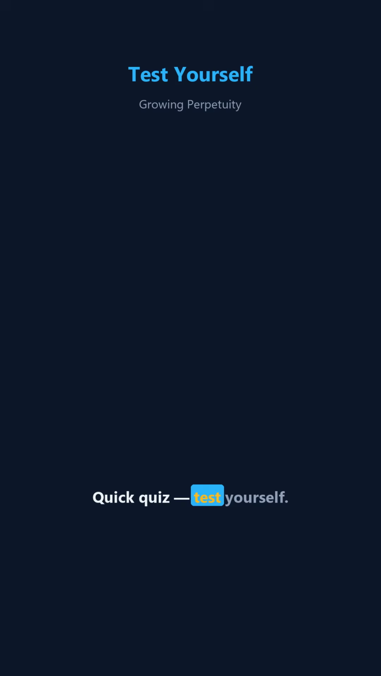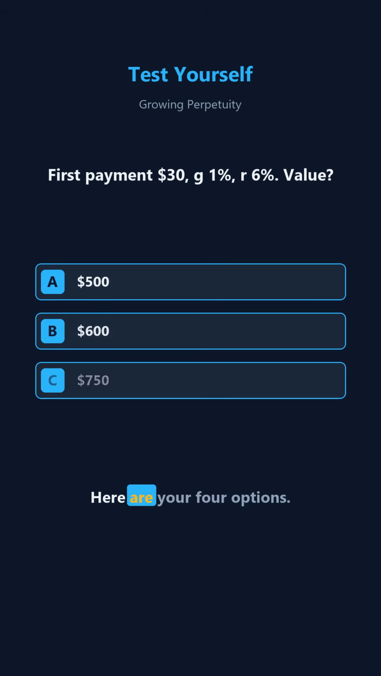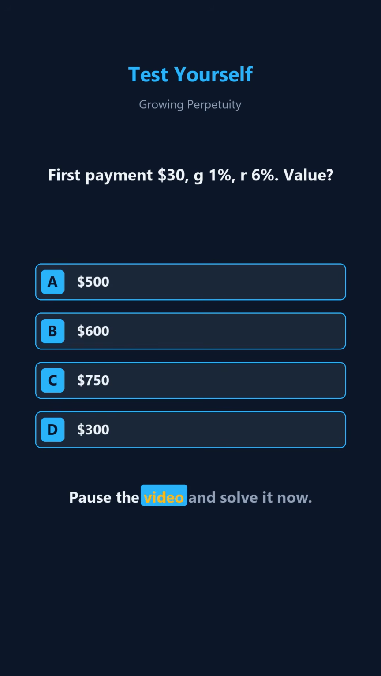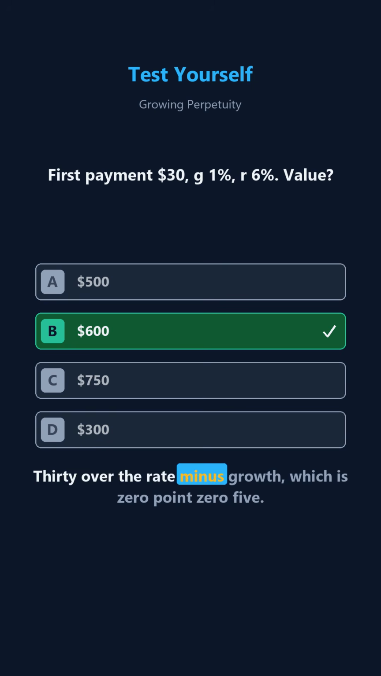Quick quiz, test yourself. A growing perpetuity has a first payment of $30, grows 1% forever at a 6% rate, so what is its value? Here are your 4 options. Pause the video and solve it now. The correct answer is B, $600. 30 over the rate minus growth, which is 0.05.